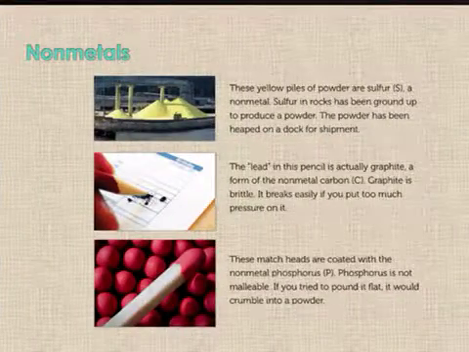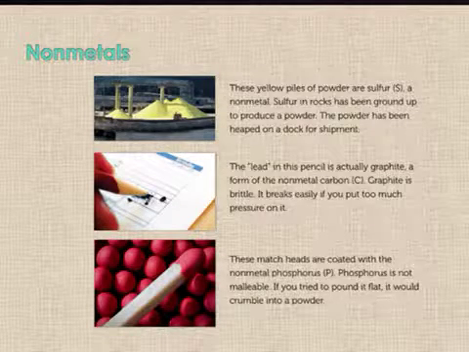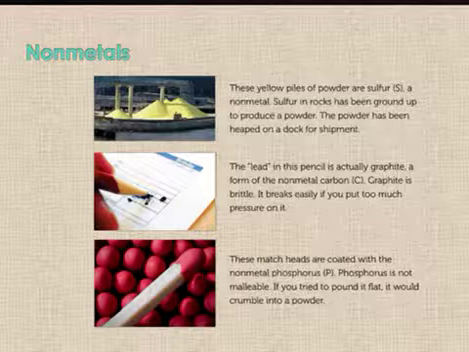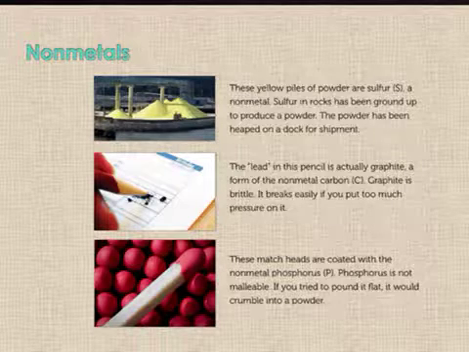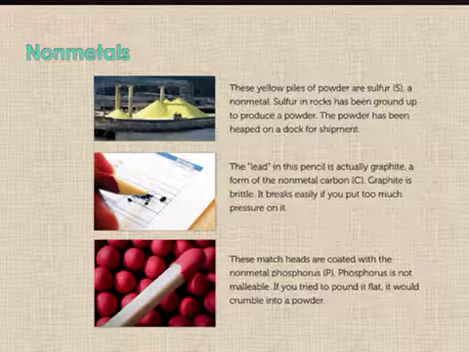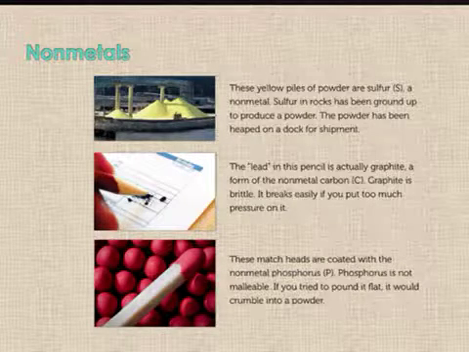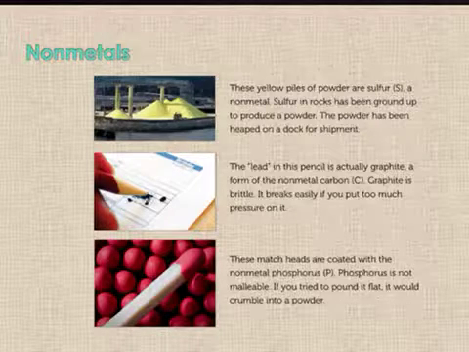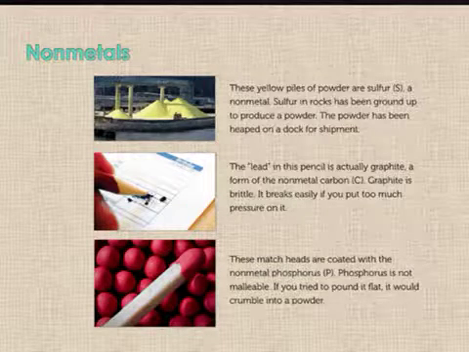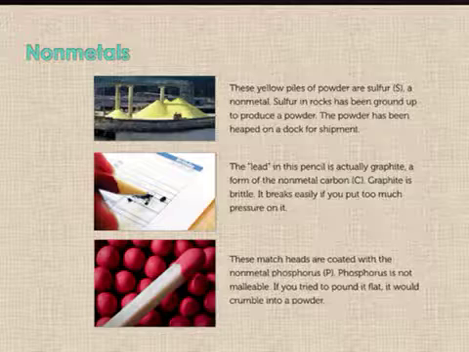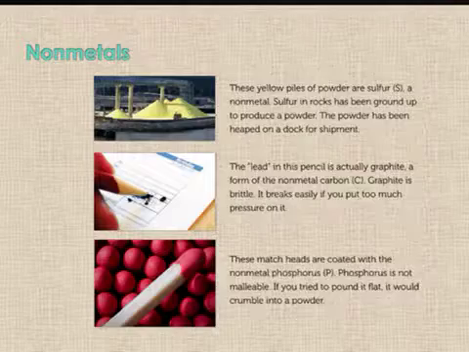And so here we have some examples. The yellow is sulfur. It's a nonmetal. It's been ground up into a powder, and this has been made ready for shipment. Lead is actually graphite, in pencils anyway, and it's a nonmetal of carbon, or a form of carbon. It's brittle. It breaks easily if you put too much pressure on this. I think we've all probably experienced that. And then the heads of matches are coated with the nonmetal phosphorus. It's not malleable, and if you tried to pound it flat, it would crumble into a powder, much like the graphite did in the pencil.